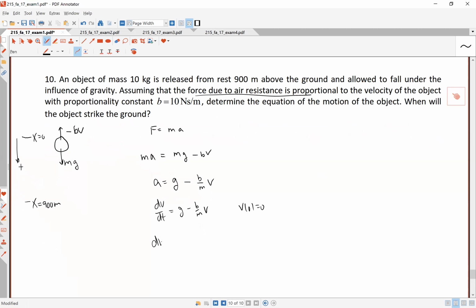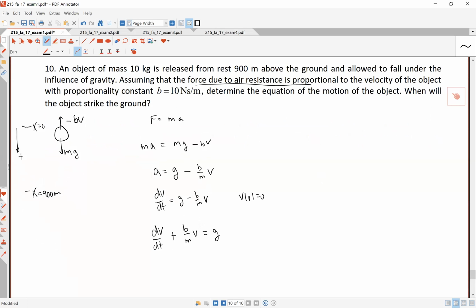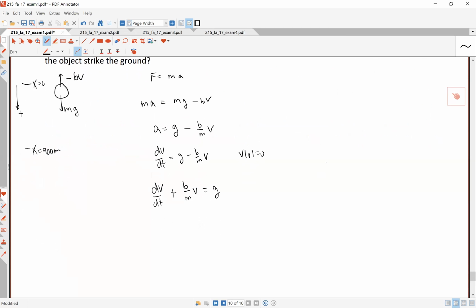All right, so this is a linear equation with constant coefficients. We've got plus b over m v equals g. We get an integrating factor, which is e to the b over m t. We multiply both sides by e to the b over m t times v. We integrate both sides. And this gives us mg over b, e to the b over m t plus c.